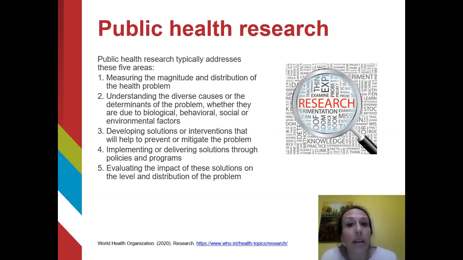Third, we might be developing solutions or interventions. We do a lot of intervention work. Fourth, we might be looking at implementing or delivering solutions or programs and policies. So we do a lot of dissemination and implementation science work. And fifth, it might be related to evaluation of some of these programs. And so these are some general areas for you to think about when you're thinking about public health research, and how we can use some of these strengths of public health to address health disparities.